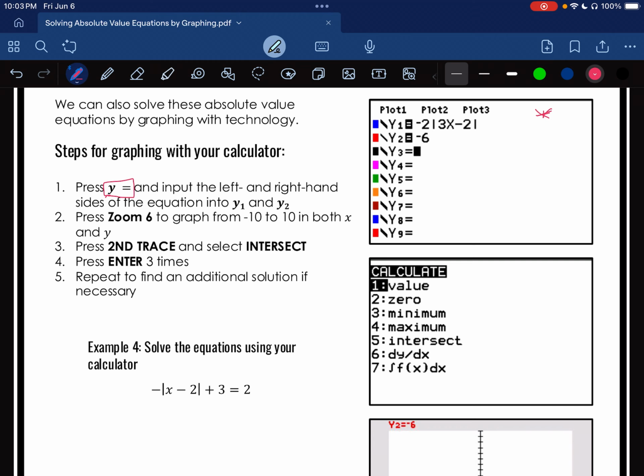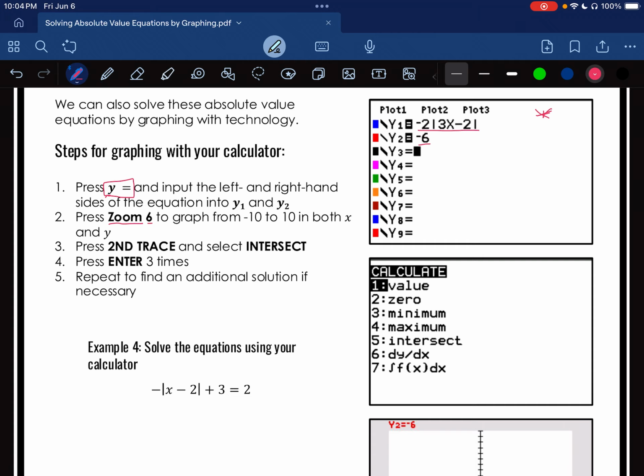And you're going to put in the left and the right-hand side of your equation, just like we had been practicing on the front page with graphing. So here, this would have been the left-hand side, and this is the right-hand side. Then I press zoom and then the button 6 to bring up what's called zoom standard. It gives you a screen that goes from -10 to +10 on both the x and the y axes, so you can get a good picture of what's going on.